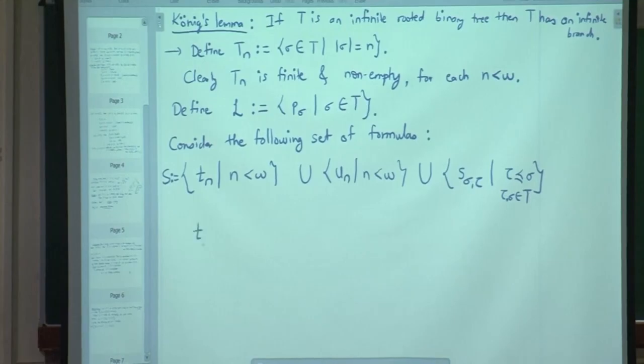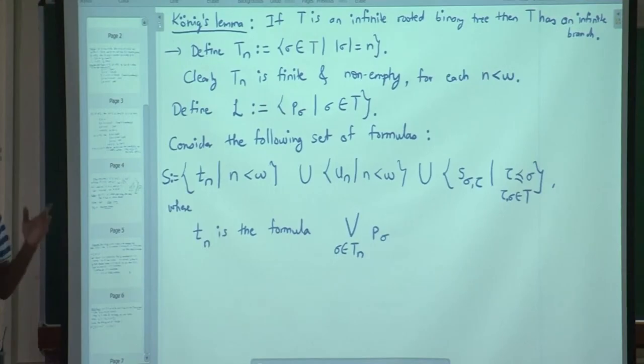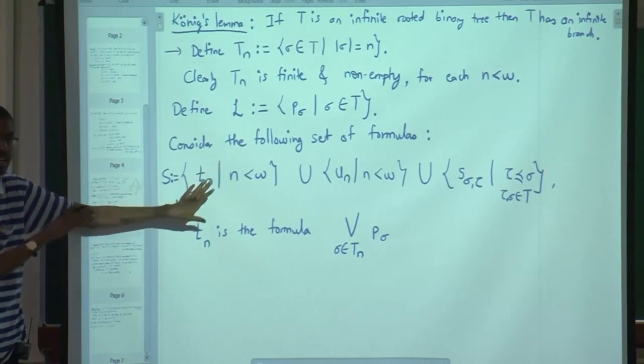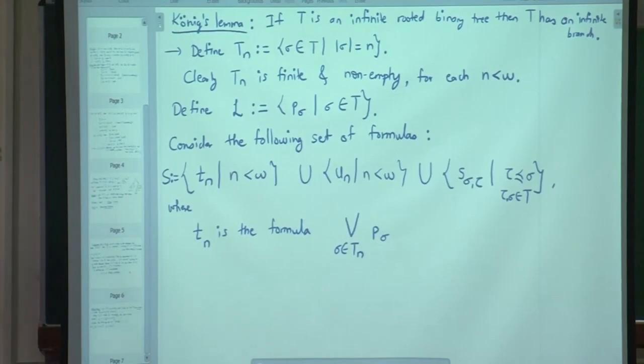So the Tn, where Tn is the formula, a big disjunction, but it is still finite, of P sigma for sigma in Tn. What does this say? The intended meaning is that whenever we define a valuation, we want to show that this set S is satisfiable. We'll prove that it is finitely satisfiable, but if it is satisfiable, then there is a valuation. So what is the intended meaning?